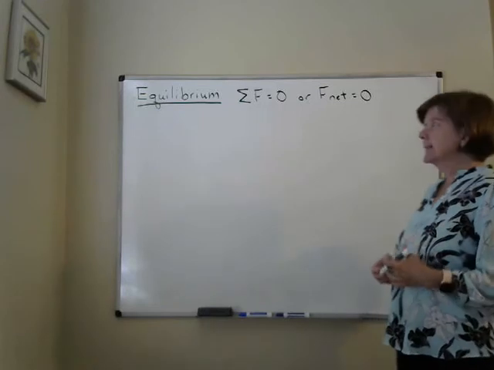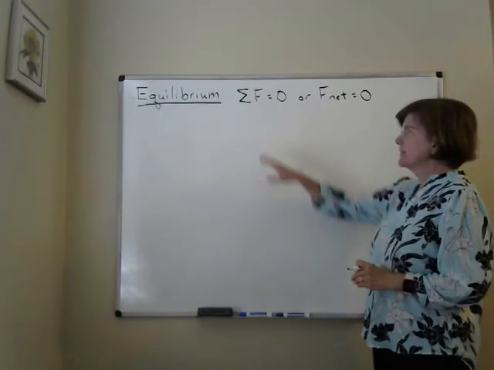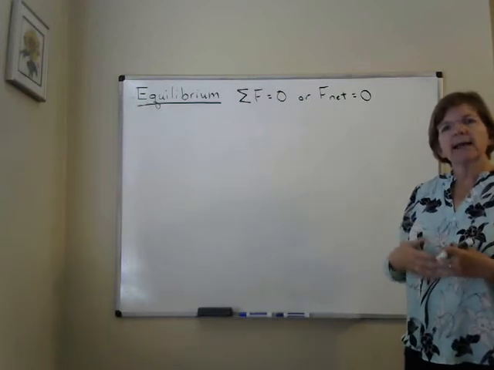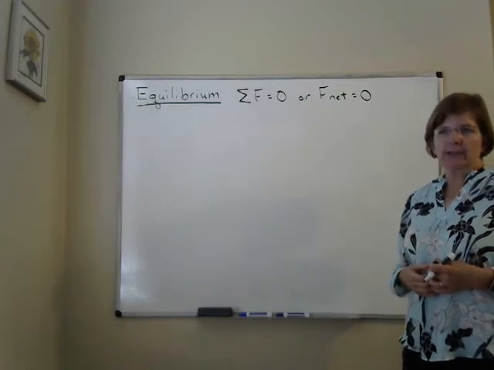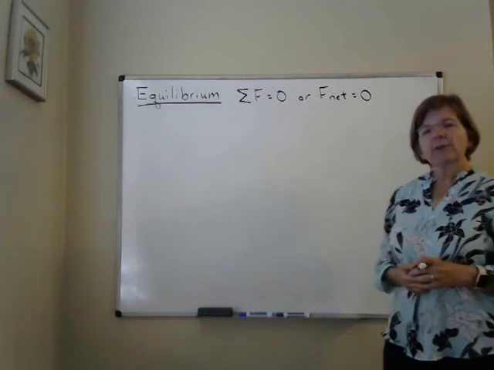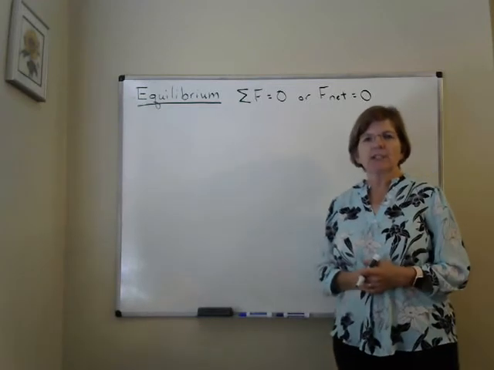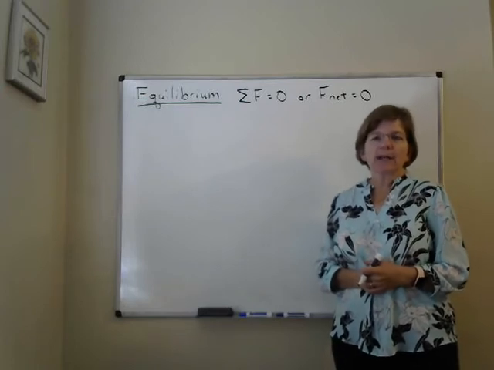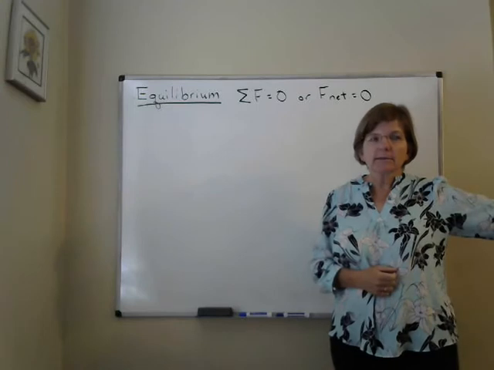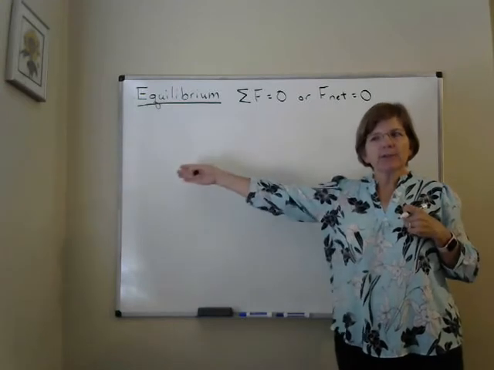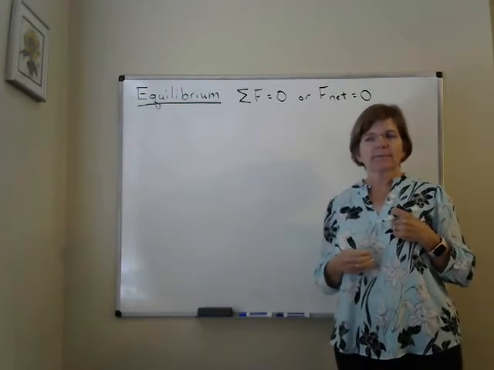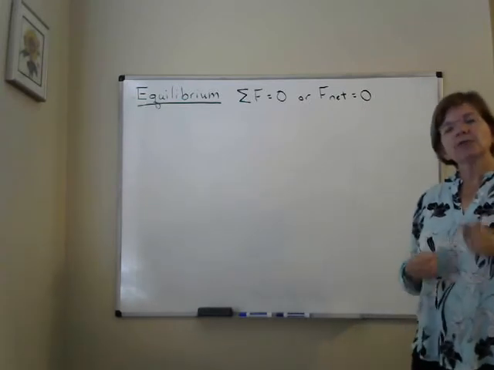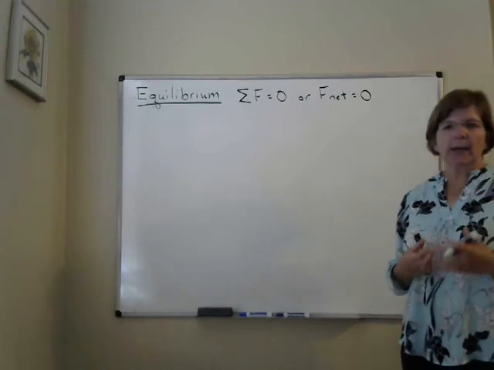When something's in equilibrium, it simply means that if you add up all the forces, it would equal 0. Or another way of saying that is that the net force will equal 0. Now, for a linear problem in one dimension, this is really easy. It means that if there's a force of 20 newtons to the right, there must be a force of 20 newtons to the left. Pretty straightforward.